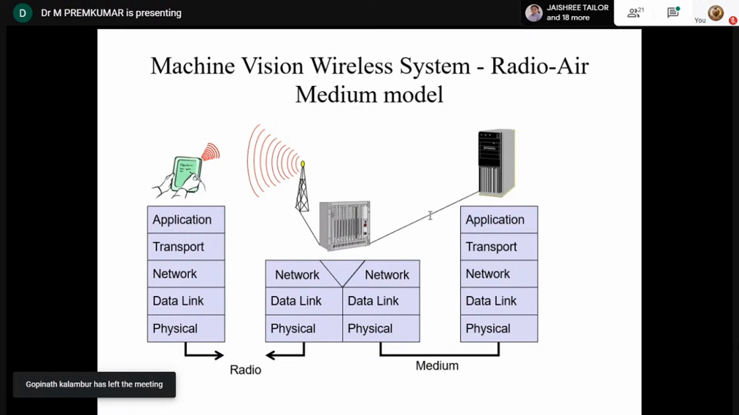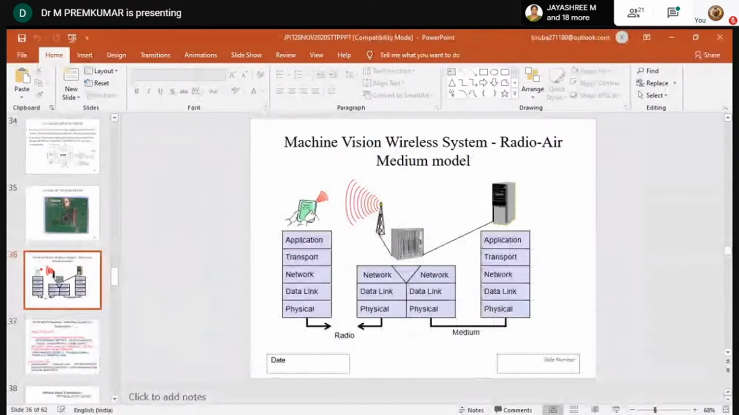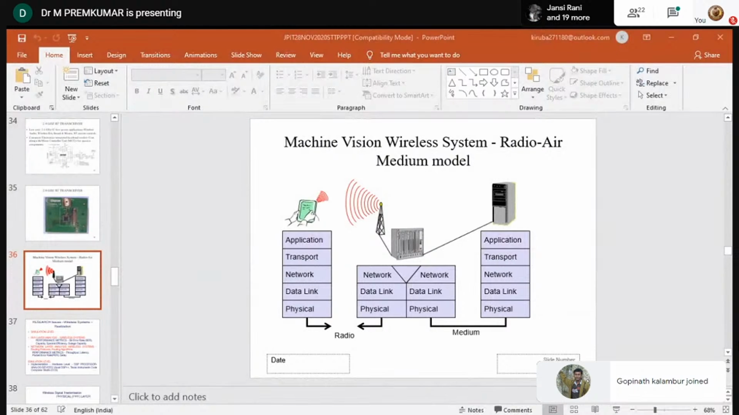One second. Badri sir, am I audible? Is my screen visible? Yes, sir, it is visible. Your voice is audible, sir. Okay, thank you, sir. I lost my connection, sir. Sorry, sir. Okay, sir.